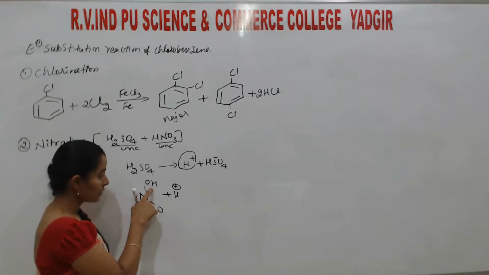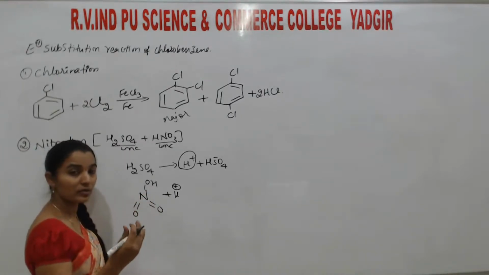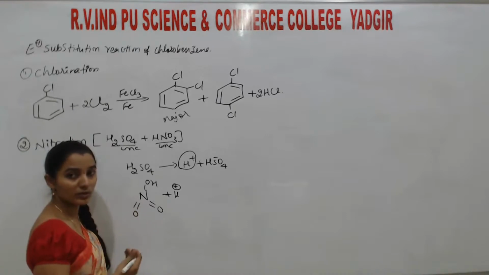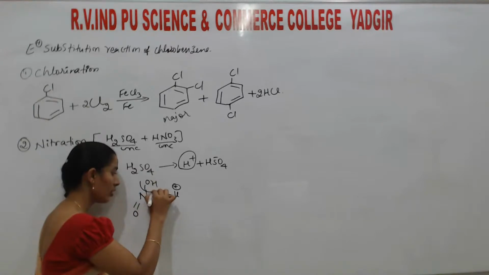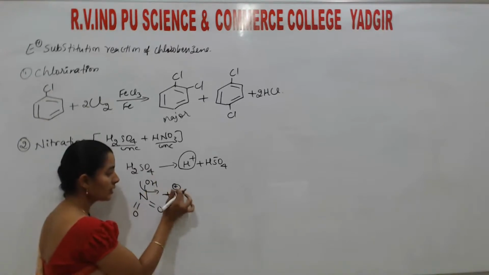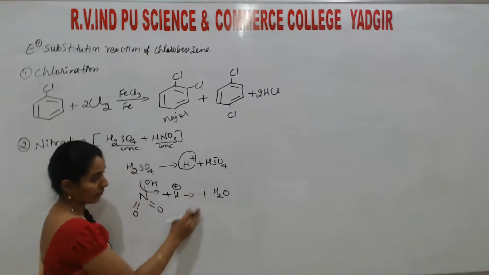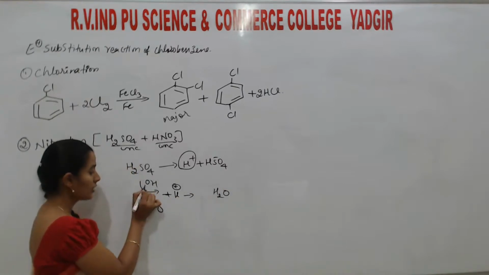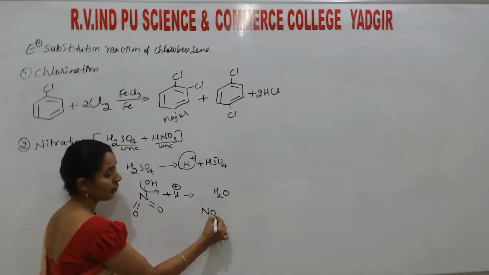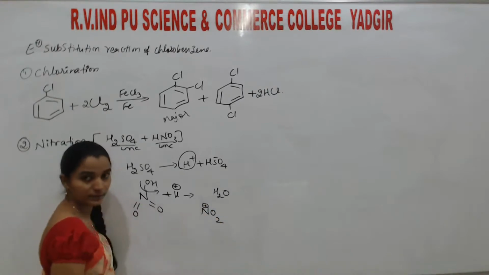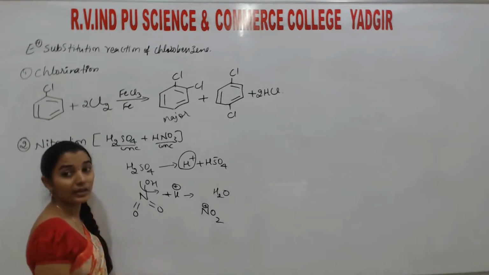How is this OH dissociated? OH is always dissociated as a negative or positive species? Negative, like OH-. So OH- and H+ form H2O. Correct? So here it is minus, this will get plus charge, that is NO2+. This is the electrophile generated in the nitrating mixture.